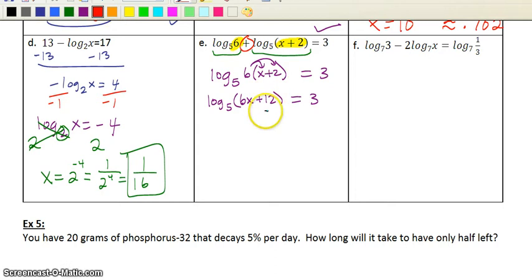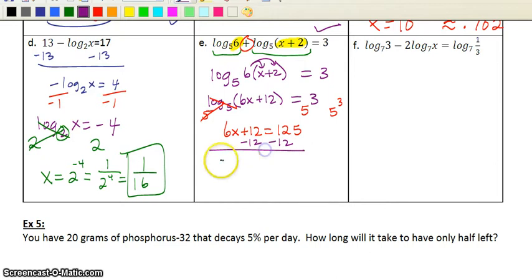Once I've done that, now it's a statement just like the ones that we did earlier. That means I need to get rid of the log base 5. So I'm going to take both sides as powers of a base of 5. I end up with 6x plus 12 equals, and I'm going to type into my calculator 5 cubed, which is 125, and then I'm going to solve it. 6x equals 113, divided by 6, divided by 6. x is approximately 18.83.